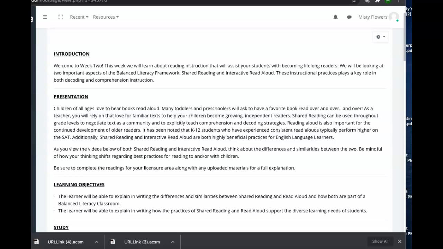There you read that the teacher and the students negotiate the text together as a whole group, and the teacher explicitly teaches decoding and comprehension strategies. Early on in shared reading, there is a great deal of teacher support. The students are learning how print works and to develop an early reading process. Intermediate and advanced readers can further develop their competencies in word analysis, vocabulary, fluency, and comprehension.